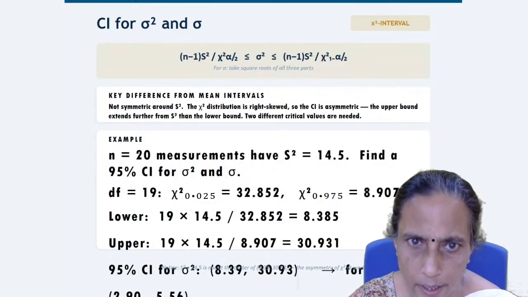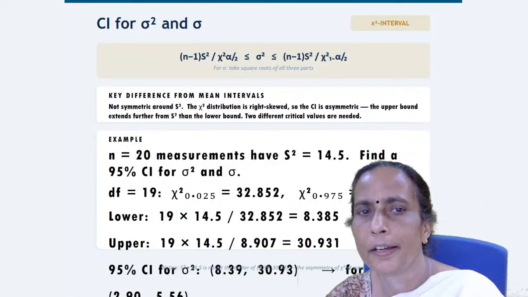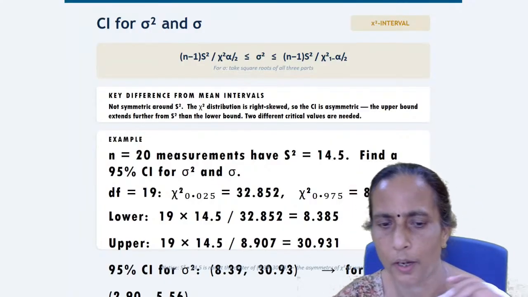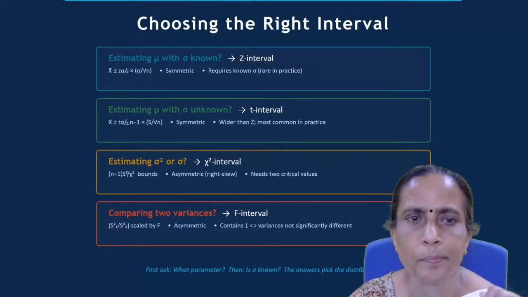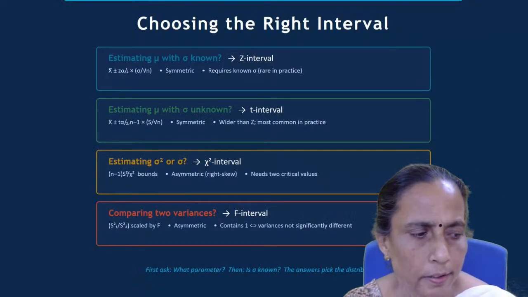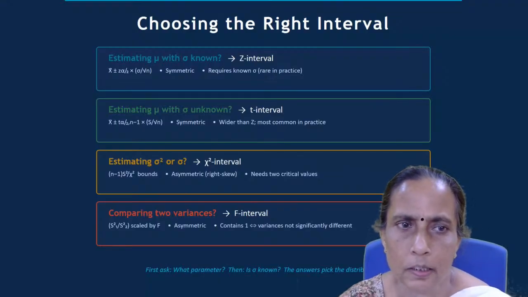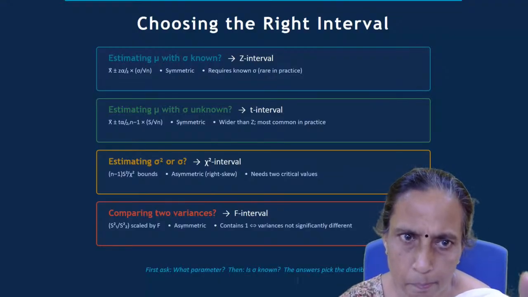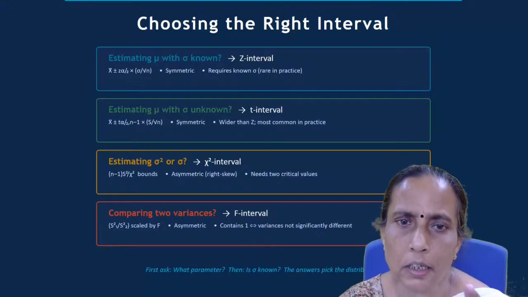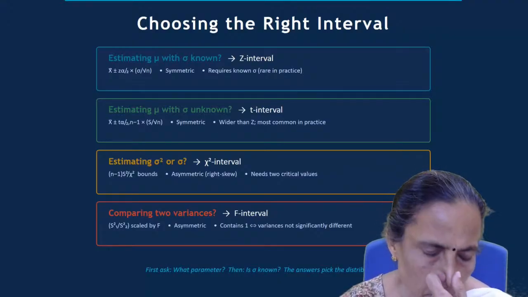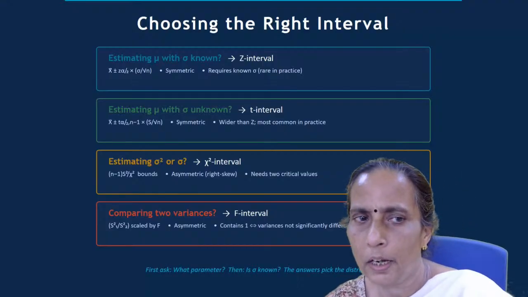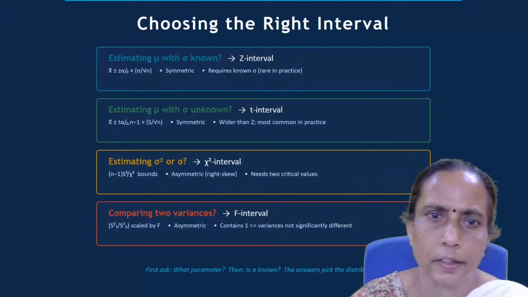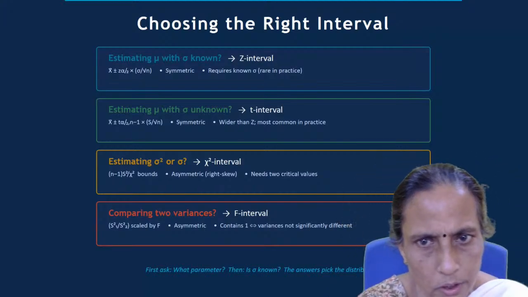And this is if my variable is chi-square. In that case, this is the confidence interval calculation. So choosing the right interval, estimating mu with sigma known, your standard normal interval, your sample mean plus z alpha by 2 into sigma. This is symmetric, requires known sigma.